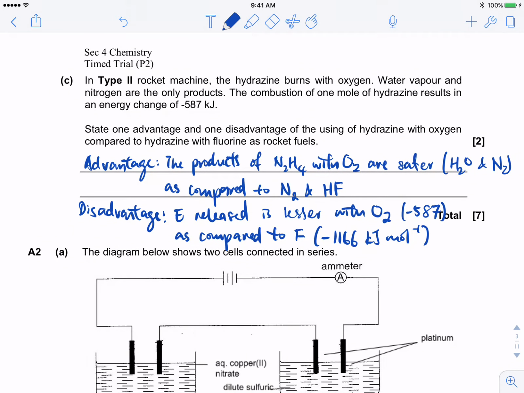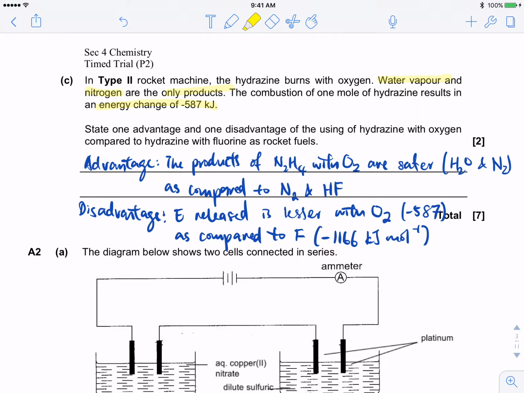Question C. Okay, so the rocket burns with oxygen. So what do we have? We have water vapor and nitrogen as the only products, and it gives us this energy change. State one advantage and one disadvantage of using this as compared to using hydrazine with fluorine.